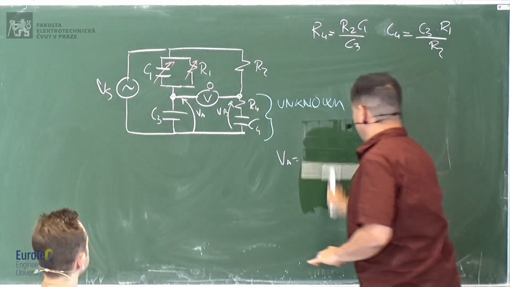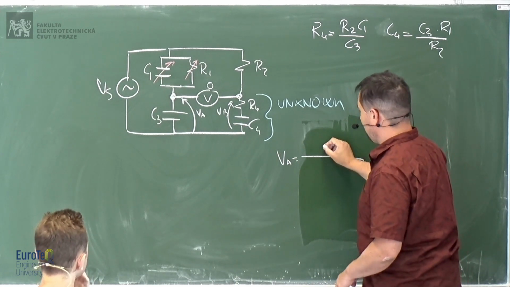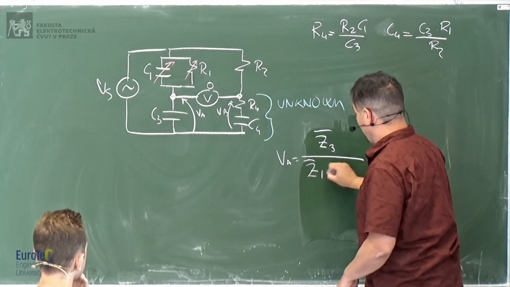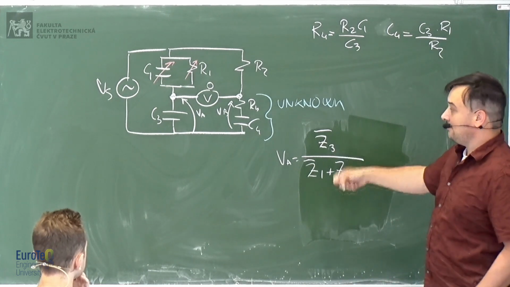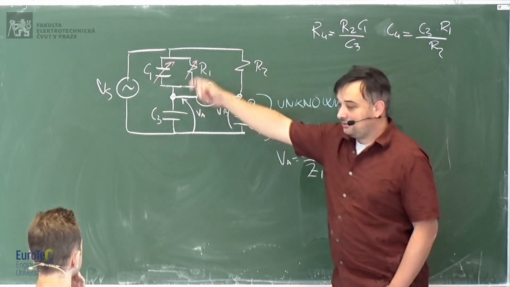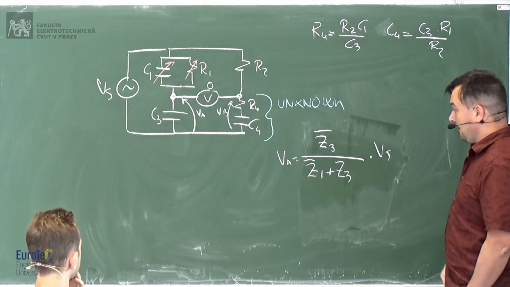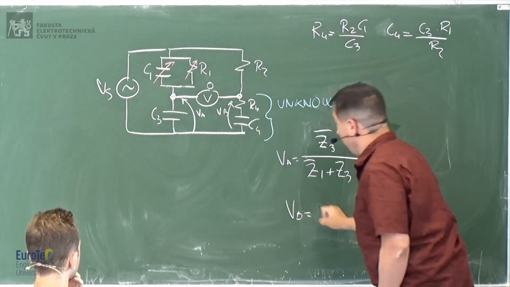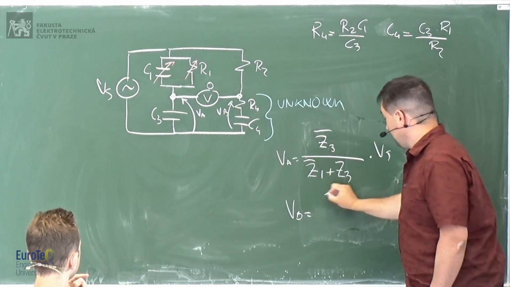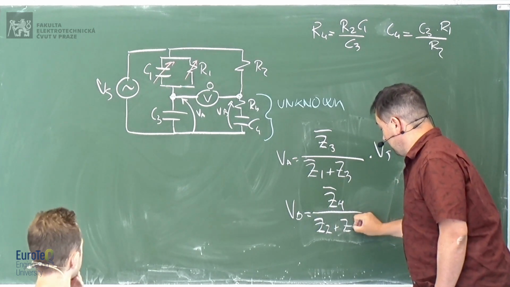Let's put it this way. Here we have the impedance Z3 divided by impedance Z1 plus impedance Z3. Then you know that the impedance Z3 is 1 over J omega C3, and the impedance Z1 is the parallel of R1 and 1 over J omega C1, times Vs. VB will be, again, the voltage divider of this impedance, let's say Z4, divided by Z2 plus Z4.